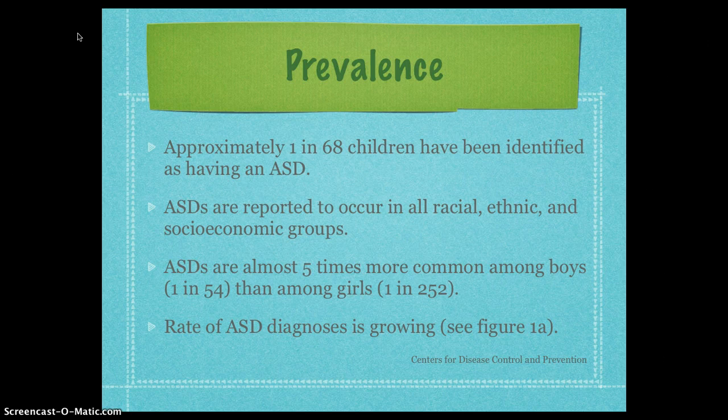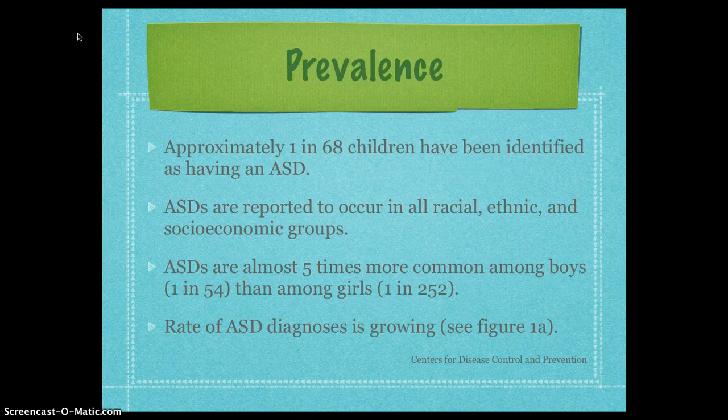ASDs are reported to occur in all racial, ethnic, and socioeconomic groups, so it doesn't generally just target one population. But ASDs are more common in boys than in girls. Boys are 5 times more likely to be diagnosed with an autism disorder than are girls. On average, about 1 in 54 boys will be diagnosed with an autism spectrum disorder, and 1 in 252 girls will be diagnosed with an autism spectrum disorder. So you can see there that boys are more likely than girls to be diagnosed.